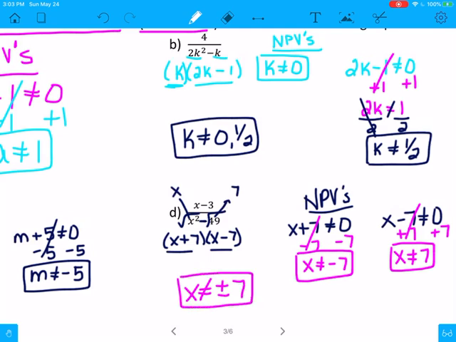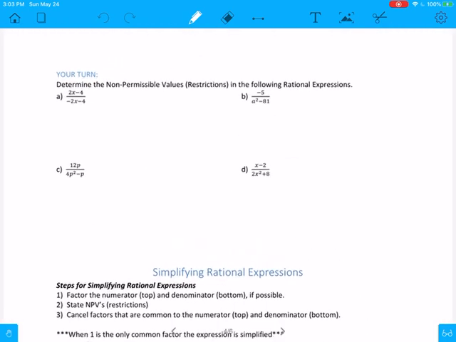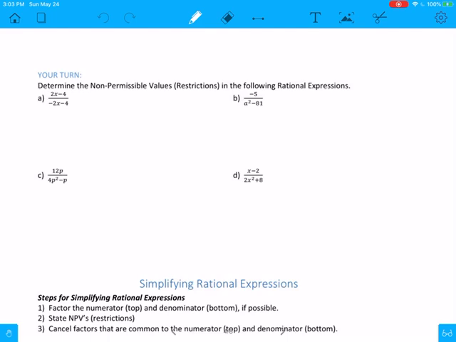Okay? Next page. So we have 4 more. I want you guys to try these ones on your own. They're your turns. Determine the non-permissible value restrictions in the following rational expressions. So you're going to try these on your own, and then you're going to unpause it and check to see if you got the same as me. So right now you'd pause it.